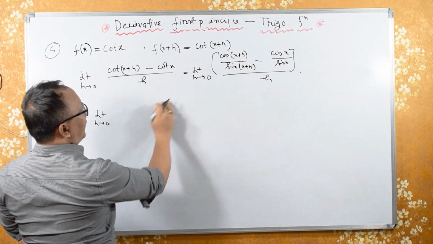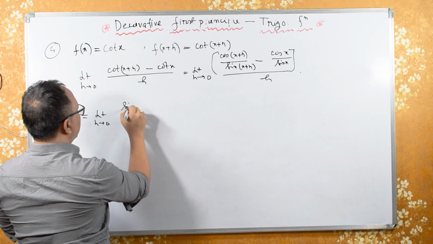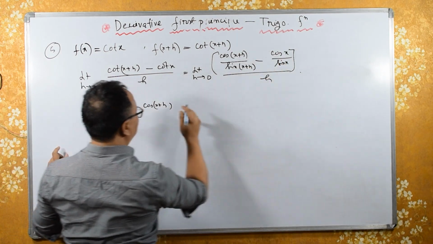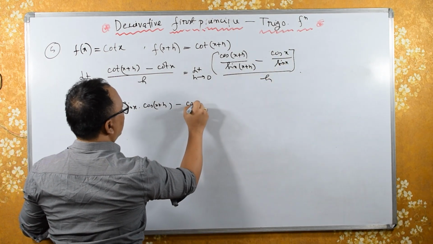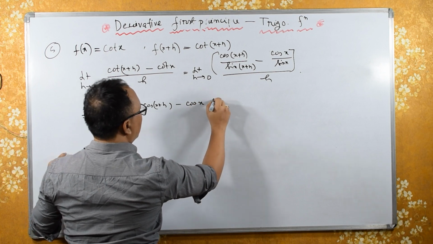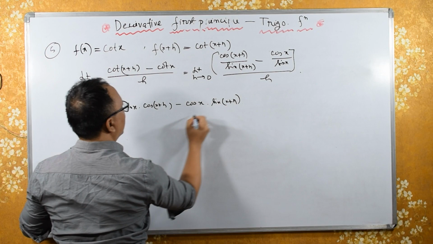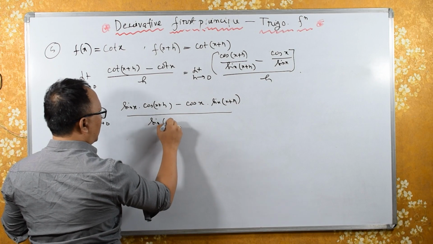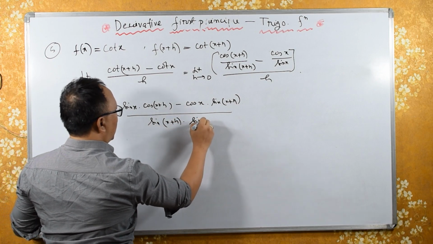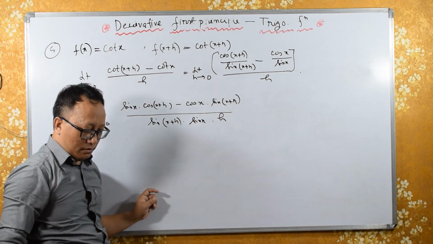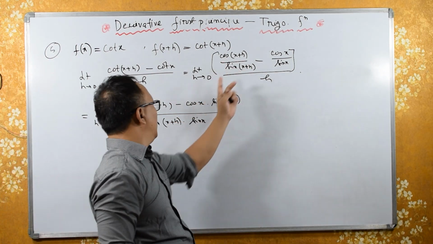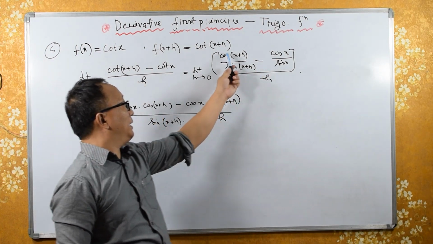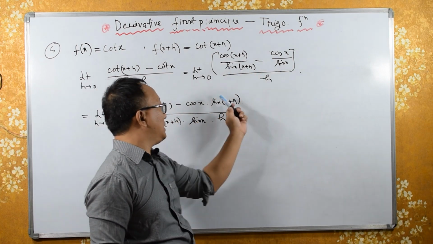By taking LCM, this into this will come, and after that this into this minus this into this. So what we'll have is sine of x into cos of x plus h, minus cos of x into sine of x plus h, upon sine of x plus h into sine x. This h I am writing over here. What I am doing is just taking LCM: sine of x plus h, sine x is here, and this into this is here. We have minus this into this is here.